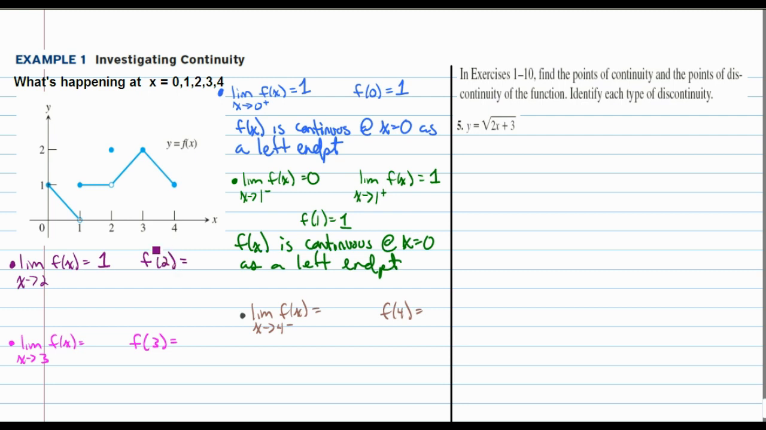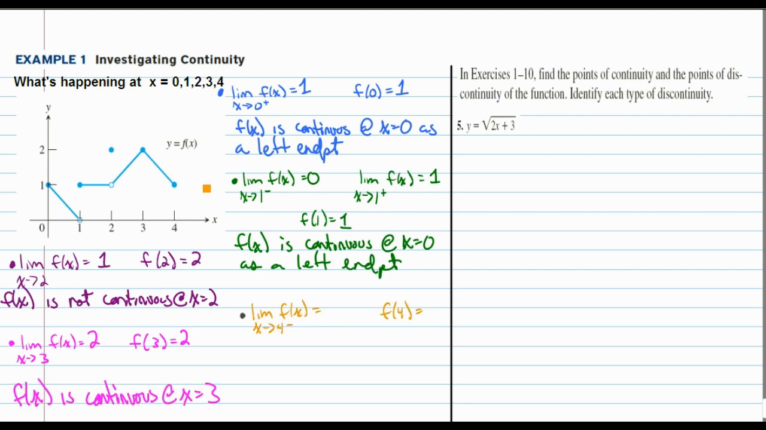The function is defined at 2 to be 2. So since the limit doesn't equal the function's value, this function is not continuous at x equals 2. Now 3, the limit as x approaches 3 from both sides, so the two-sided limit, is 2, and f is defined at 3 to also be 2. So therefore, f of x is continuous at x equals 3.